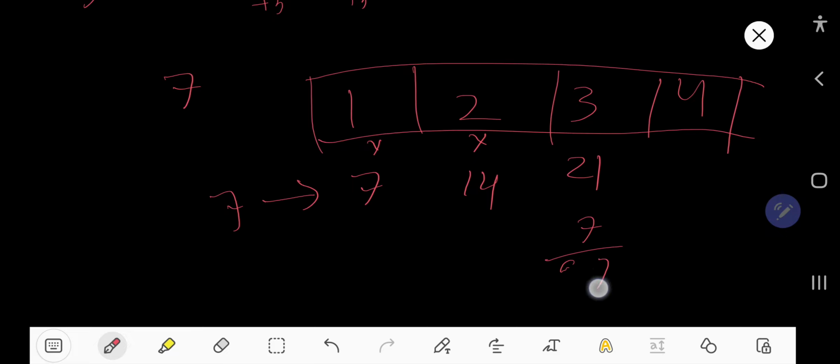Sorry, you need to add, not multiply. 7 plus 21 is 28, right? And you can continue this list.